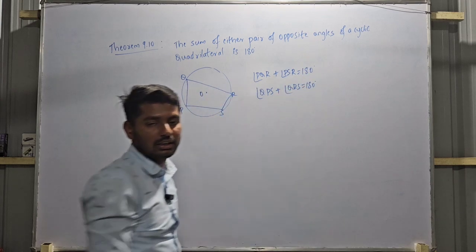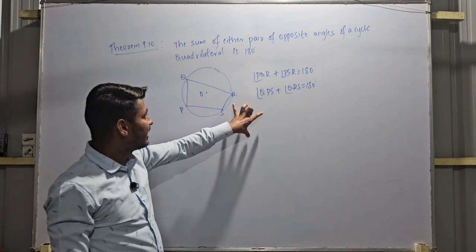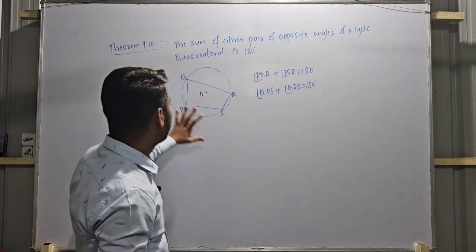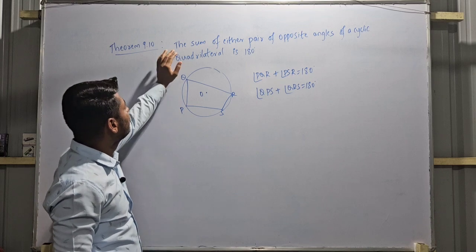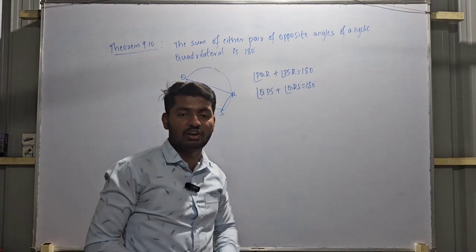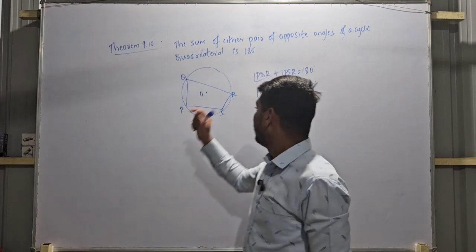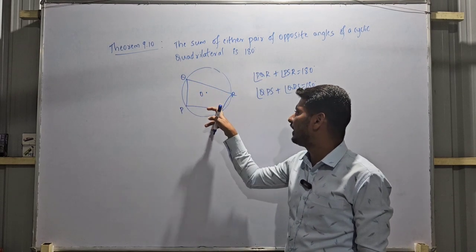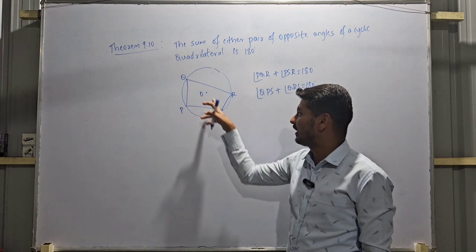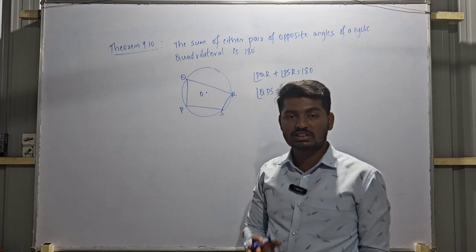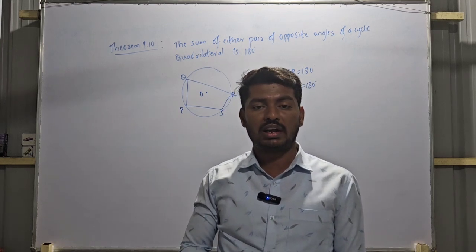So this is the statement of theorem 9.10. What does theorem 9.10 mean? It states that the sum of either pair of opposite angles of a cyclic quadrilateral is 180 degrees, or supplementary. That means if it is a cyclic quadrilateral, then these two opposite angles must sum to 180 and these two angles must sum to 180 degrees. This is the statement of theorem number 9.10.